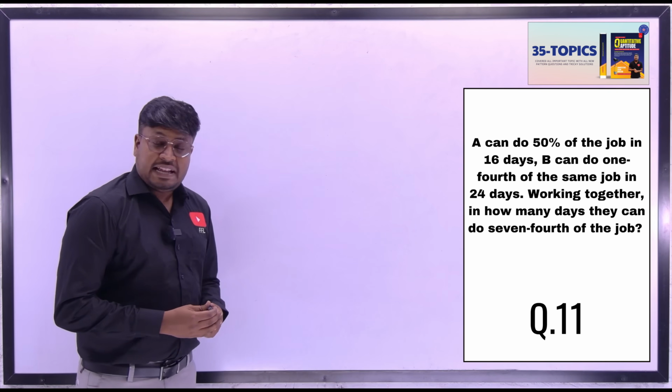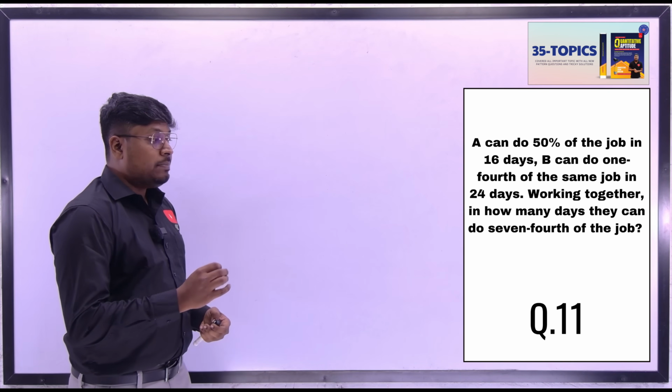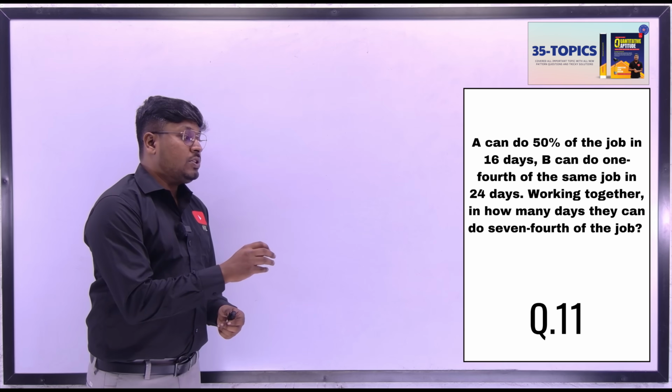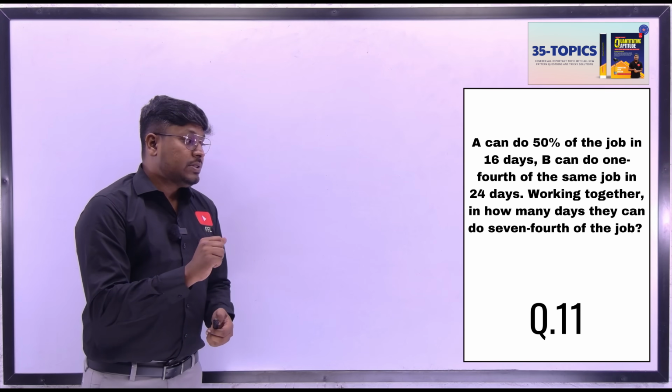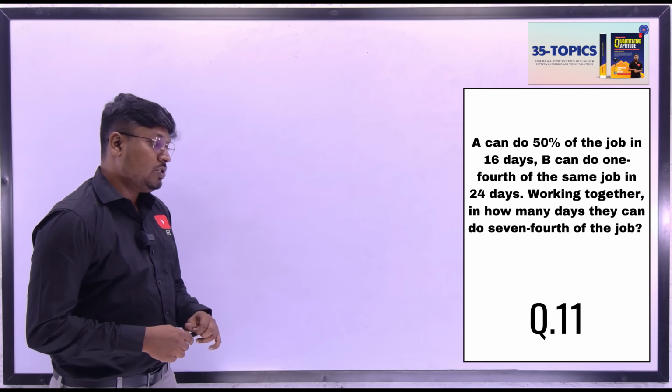So here is the 11th question. A can do 50% of the job in 16 days. B can do 1/4 of the job in 24 days. So working together, in how many days will they do 7/4 of the job?